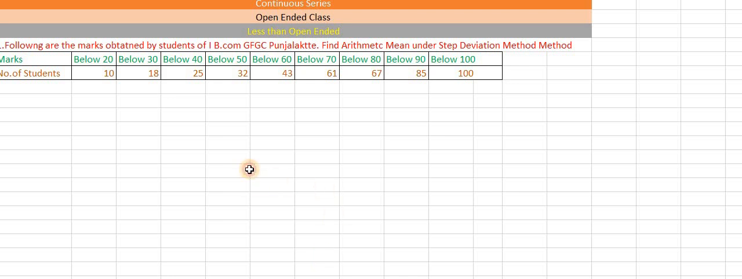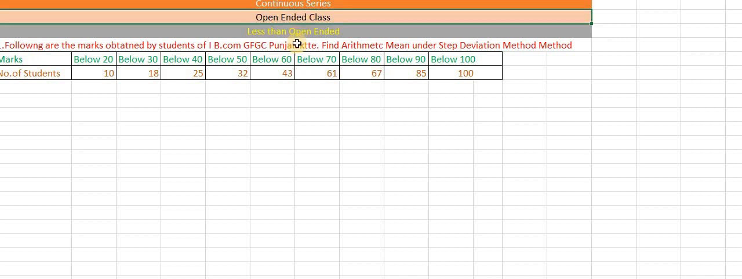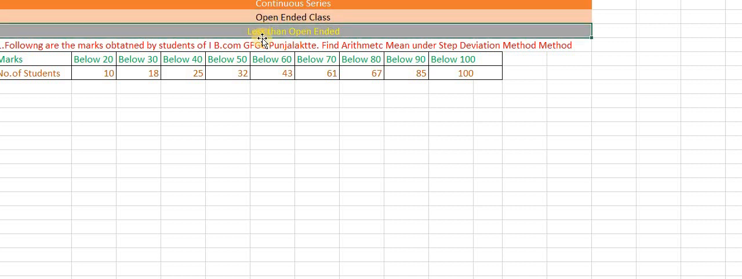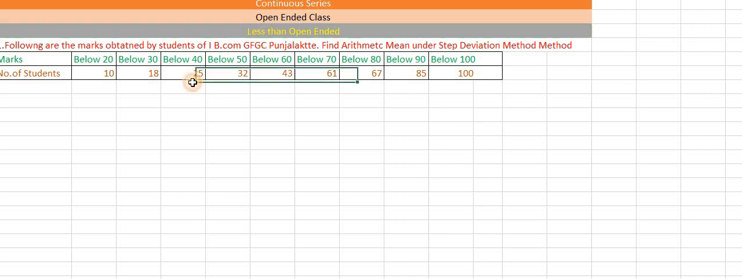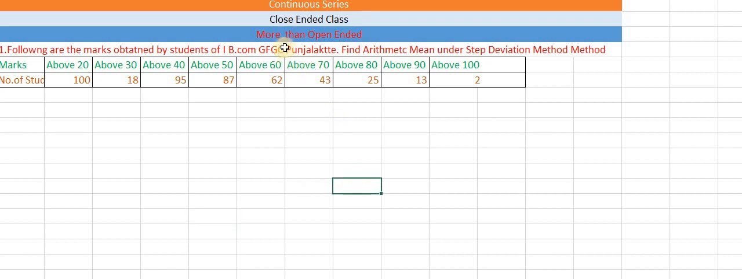Today we are going to learn how to calculate arithmetic mean for continuous series data when they have given open-ended class intervals. In the case of open-ended class intervals, we have two categories: one is less than and the other is more than. Here we have taken an example of less than class interval because they have given below 20, below 30 like that. We have one more case, the more than class interval data, wherein it will be above 20, above 30 like that.